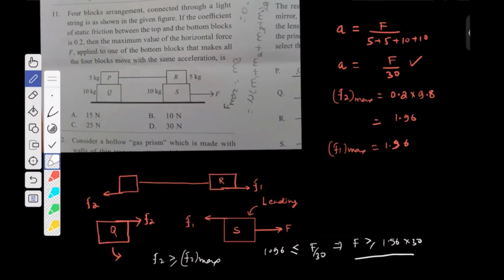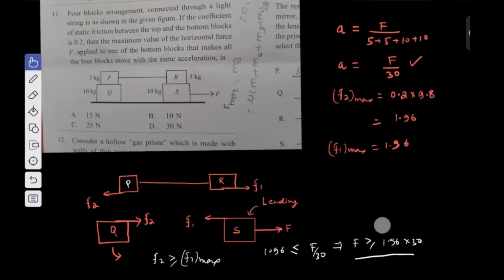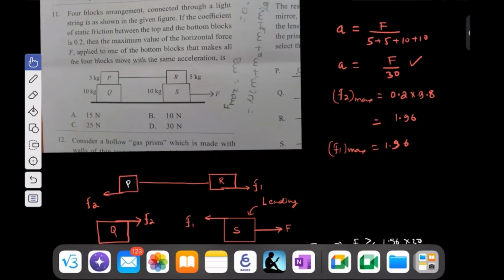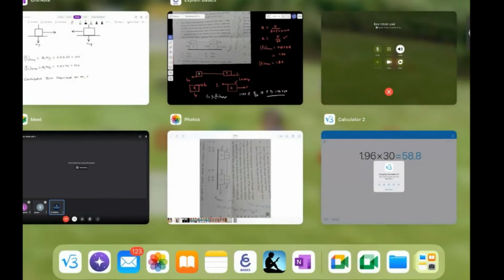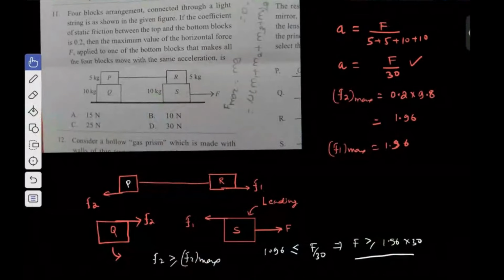Next, you check out the other blocks, that is P and R. I think this one only will give you the answer. Multiply it and check that now: 1.96 into 30. It is 58.8. Now we have to solve a little bit more.